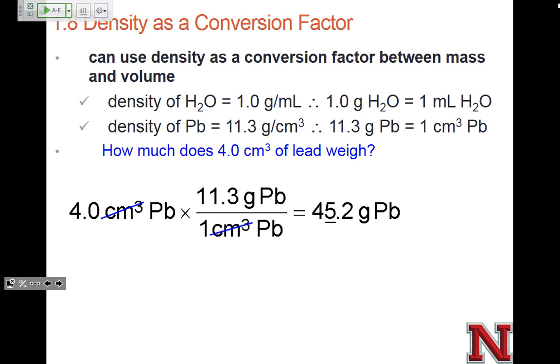So here I get 45.2 grams of lead. Now remember, this is measured. We can measure this. So that will and can contribute to my significant figures, but we have 2 significant figures here. Here we have 3, so our final answer will be in 2, because we're multiplying and dividing. So that's 45 grams of lead.